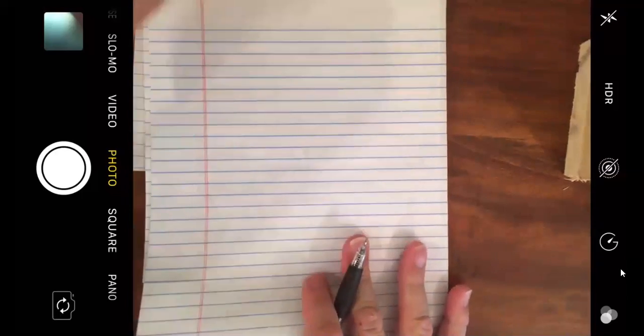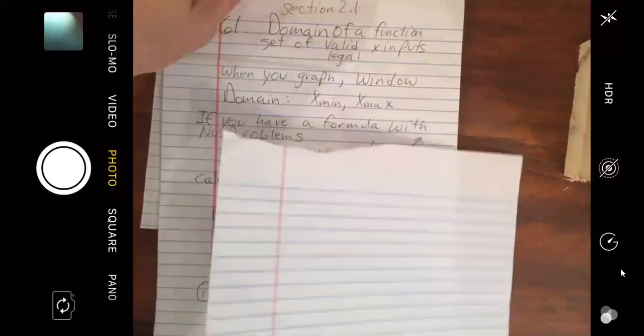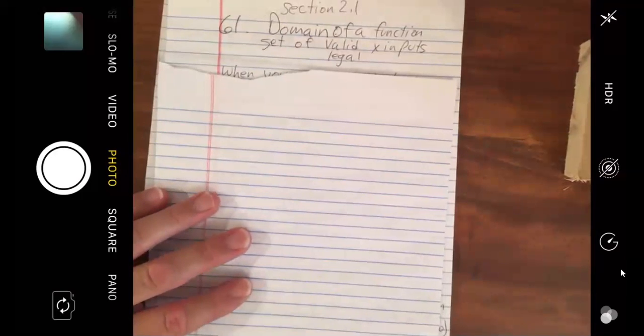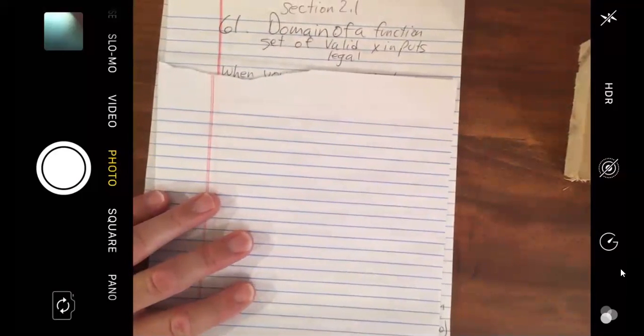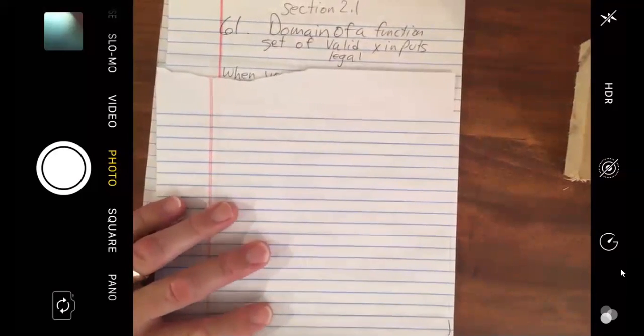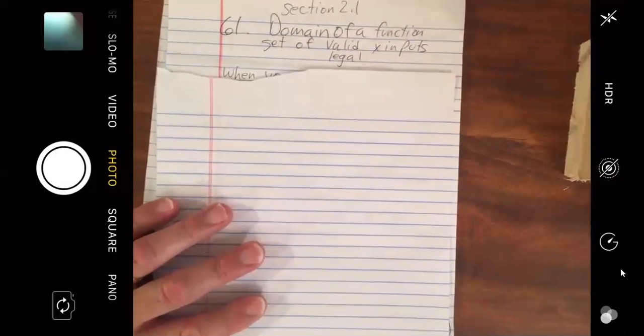All right, we're going on down to problem 61. This is again section 2.1. Talking about the domain of a function. This will be a very important thing we're going to find. It's a set of valid legal x inputs that you can put into a formula or a function.